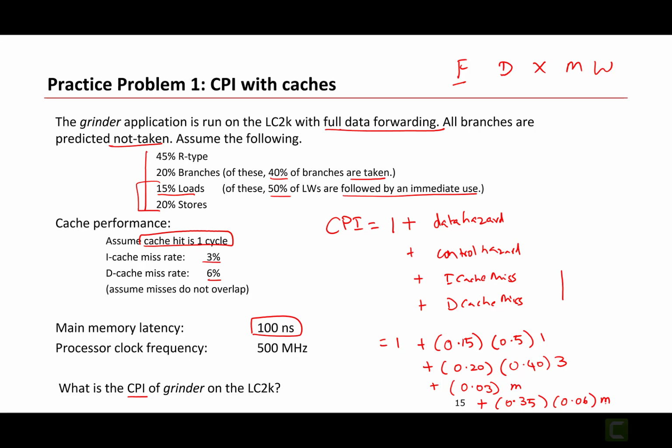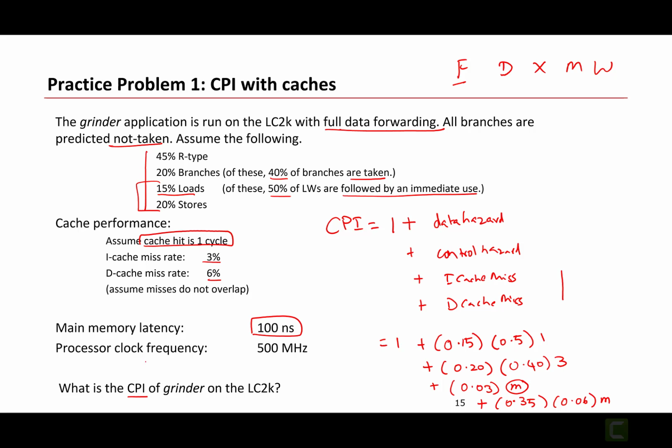Okay, let's compute the number of cycles to access the main memory. So we are given that it takes 100 nanoseconds to access the memory. Now we need to convert this into processor clock cycles. To do that, we need to look at the processor clock frequency and figure out what is the clock period, or rather clock cycle time.